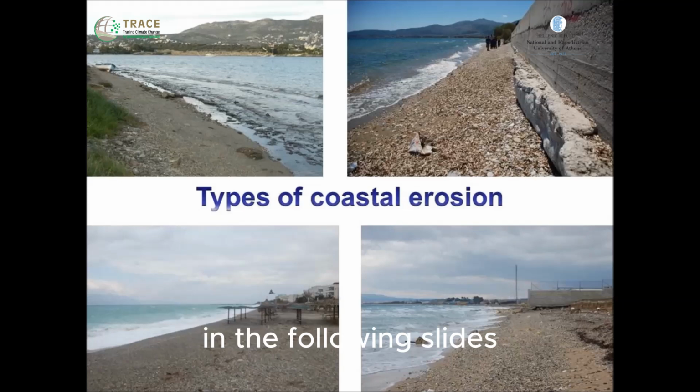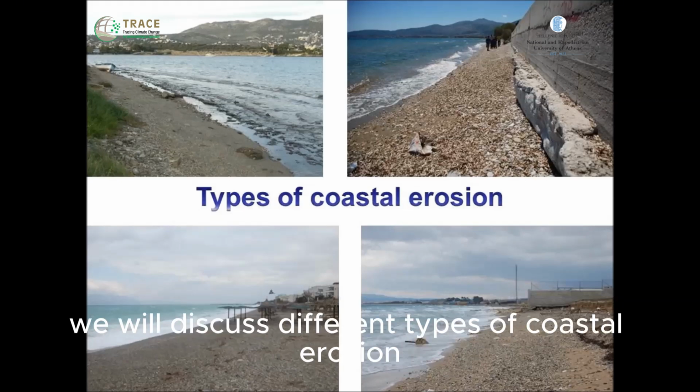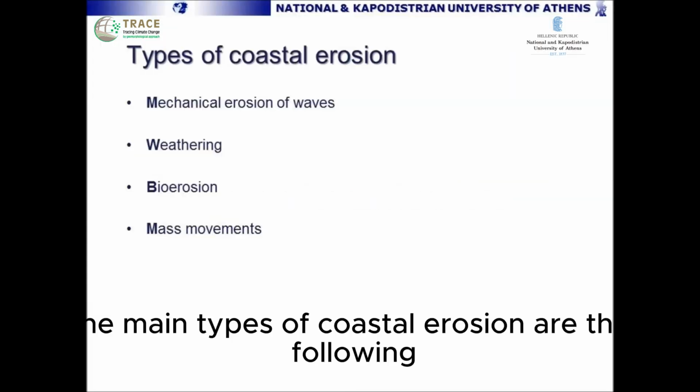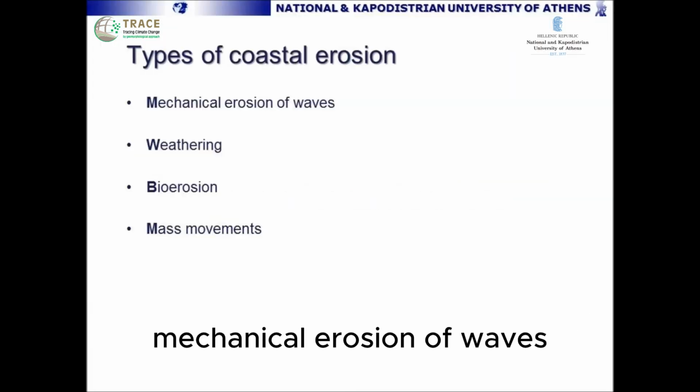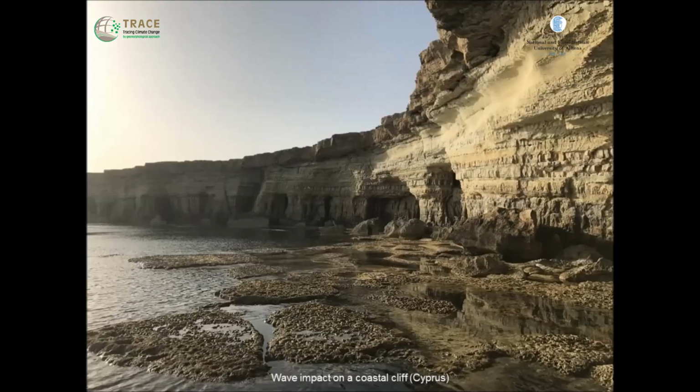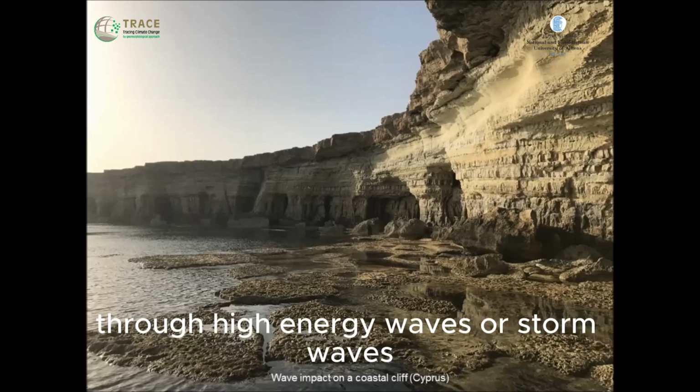In the following slides, we will discuss different types of coastal erosion. The main types of coastal erosion are the following: mechanical erosion of waves, weathering, bioerosion, and mass movements. The mechanical erosion of waves is the main erosion factor in coastal environments through high energy waves or storm waves.